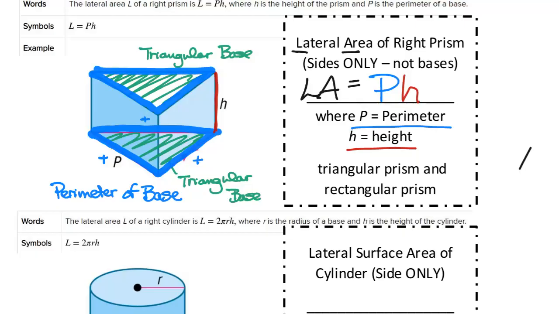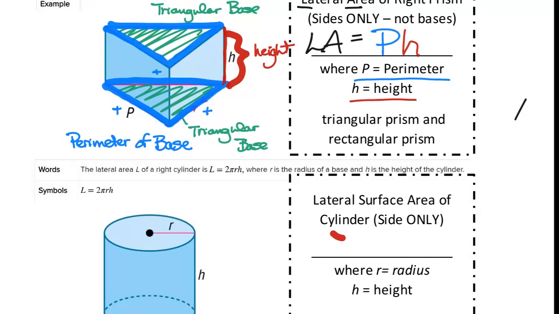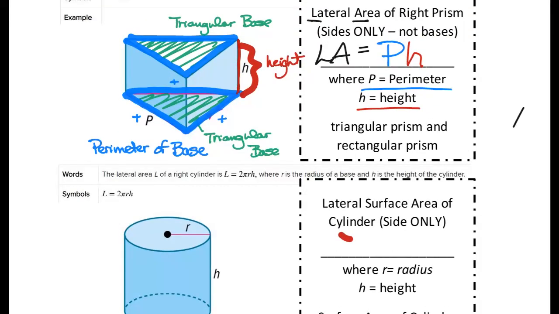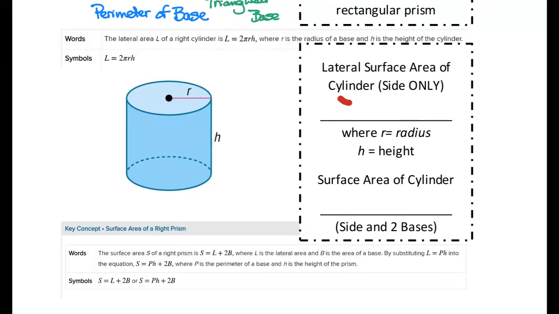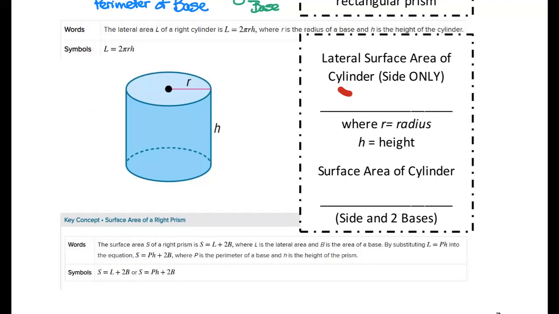That is your height right here. So perimeter, distance around, times height, and that works for any prism, triangular or rectangular. Same thing for what we call a circular prism, but we don't call it a circular prism, we call it a cylinder.